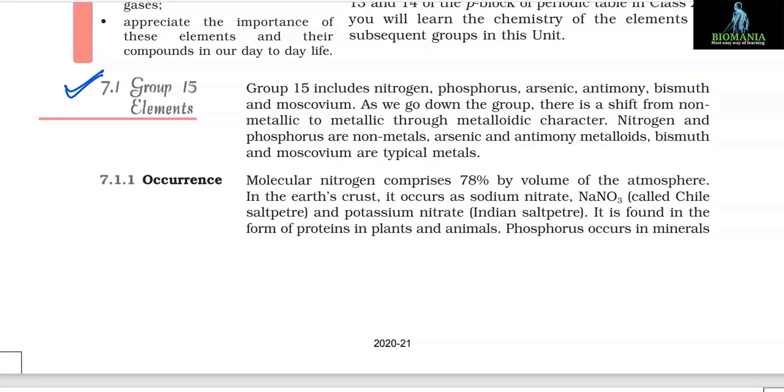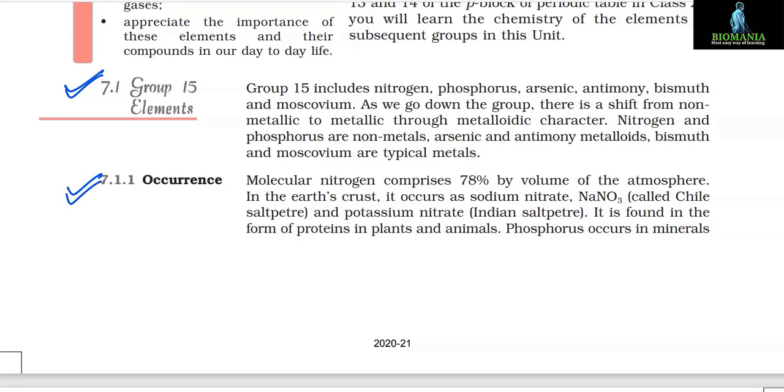7.1 Group 15 Elements. Group 15 includes nitrogen, phosphorus, arsenic, antimony, bismuth and moscovium. As we go down the group, there is a shift from non-metallic to metallic through metalloidic character. Nitrogen and phosphorus are non-metals, arsenic and antimony metalloids, bismuth and moscovium are typical metals.